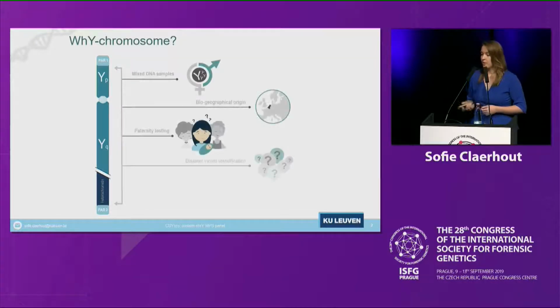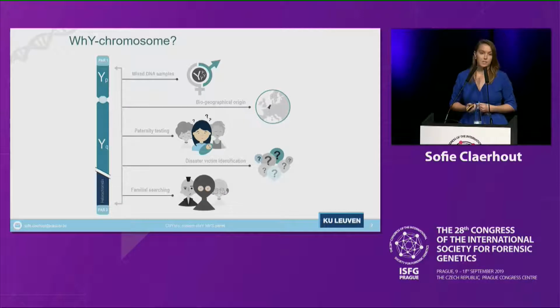This gives us several advantages for forensic DNA analysis. For example, we can identify the male-specific part in mixed male-female samples on the crime scene. Using SNPs, we can have a lot of biogeographical background information, which is valuable for forensic investigators. And typing YSTRs, we can identify paternal lineages, useful for paternity testing, DVI, and familial searching, whereby investigators are searching for the relatives of an unknown perpetrator.